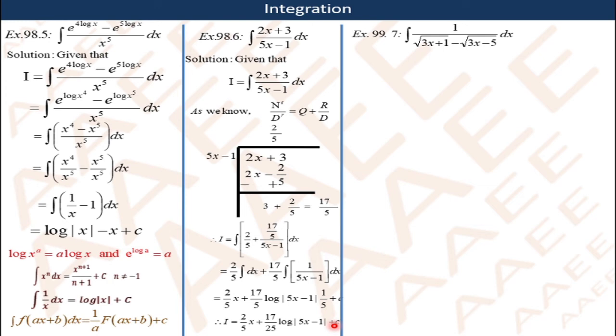Next one, page number 99, sum number 7. Integration of 1 upon under root of 3x plus 1 minus under root of 3x minus 5 dx. You observe here there is 3x and 3x, and a subtraction is there.